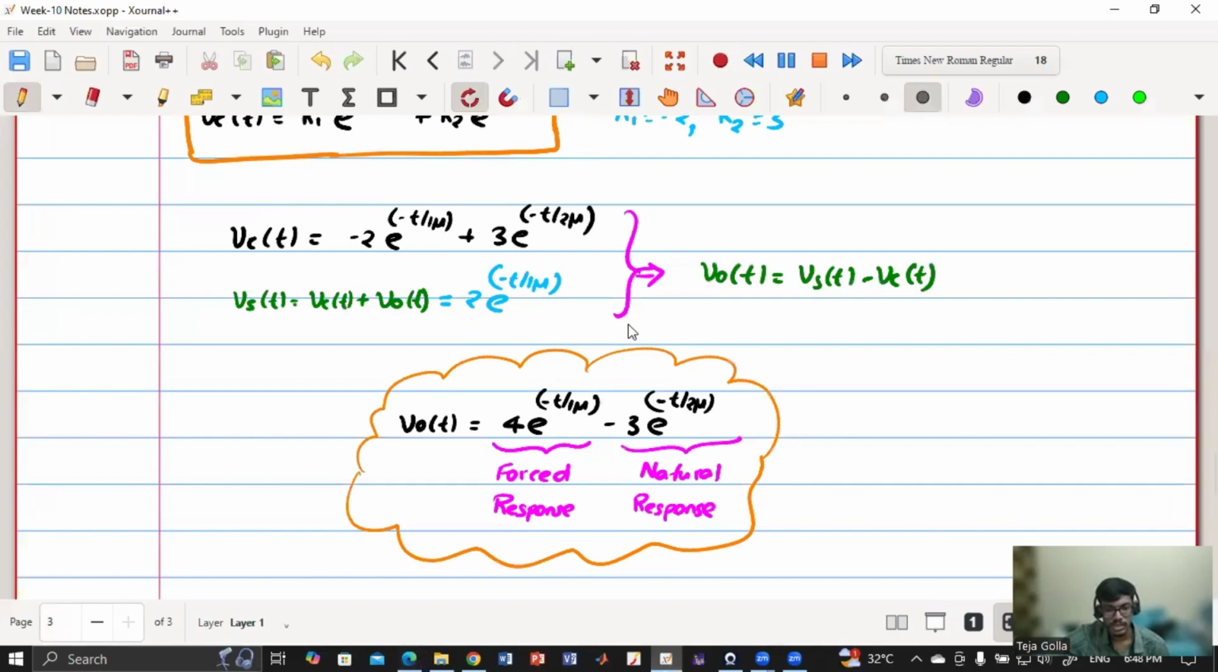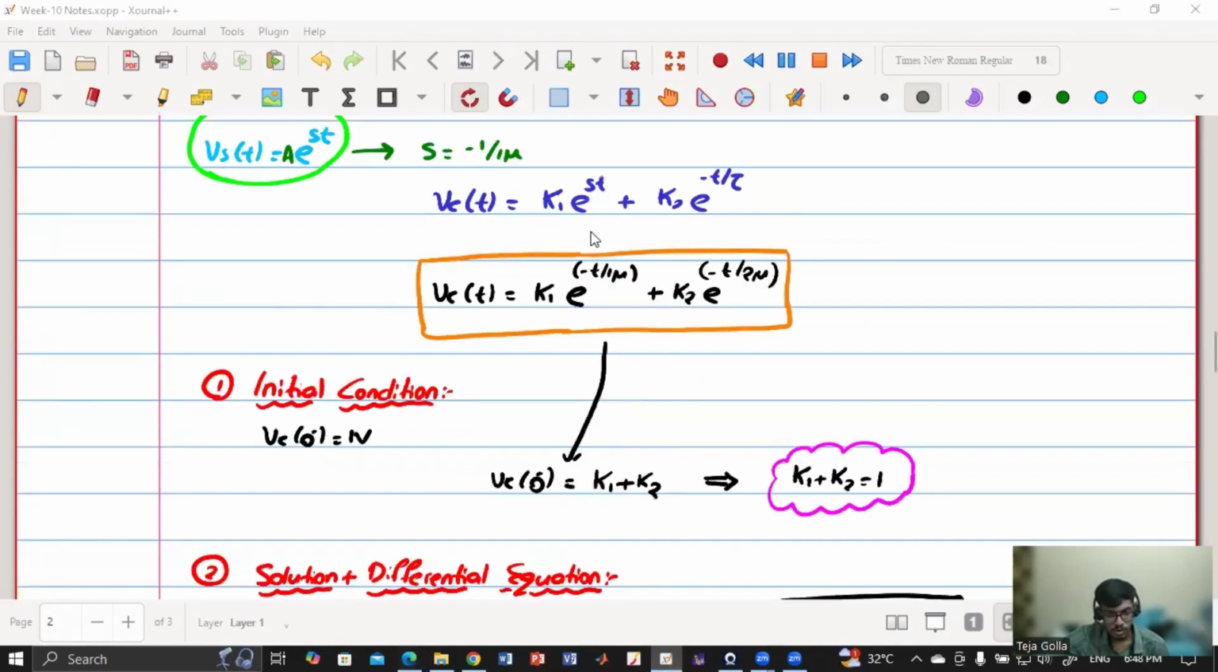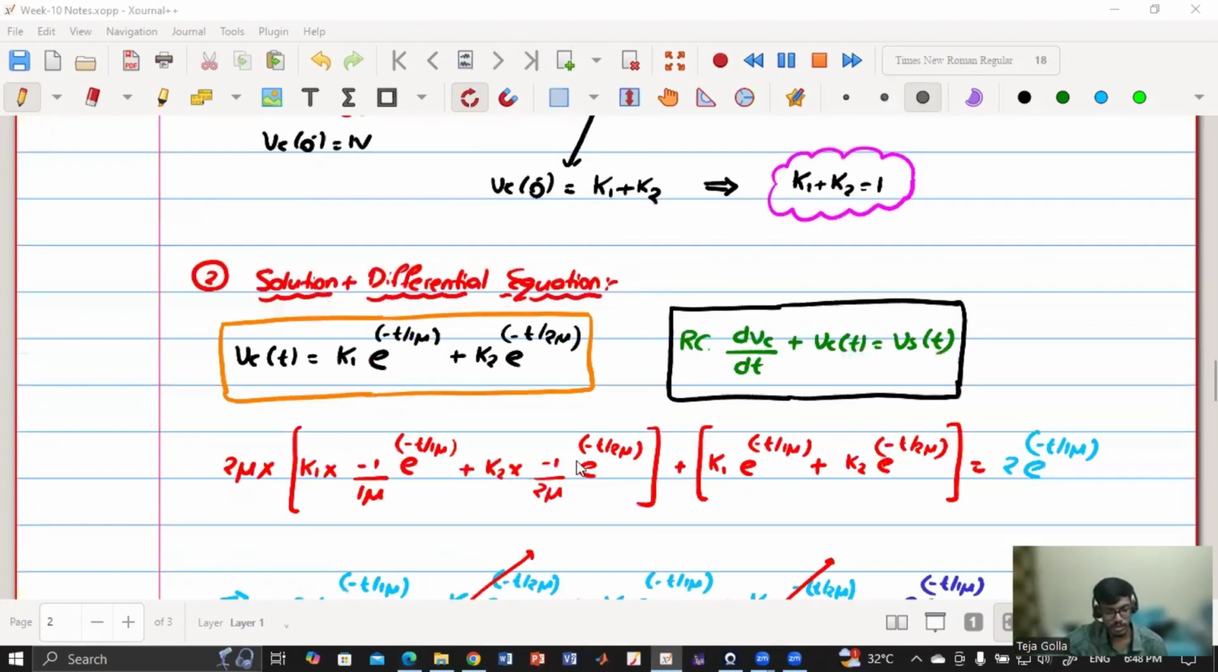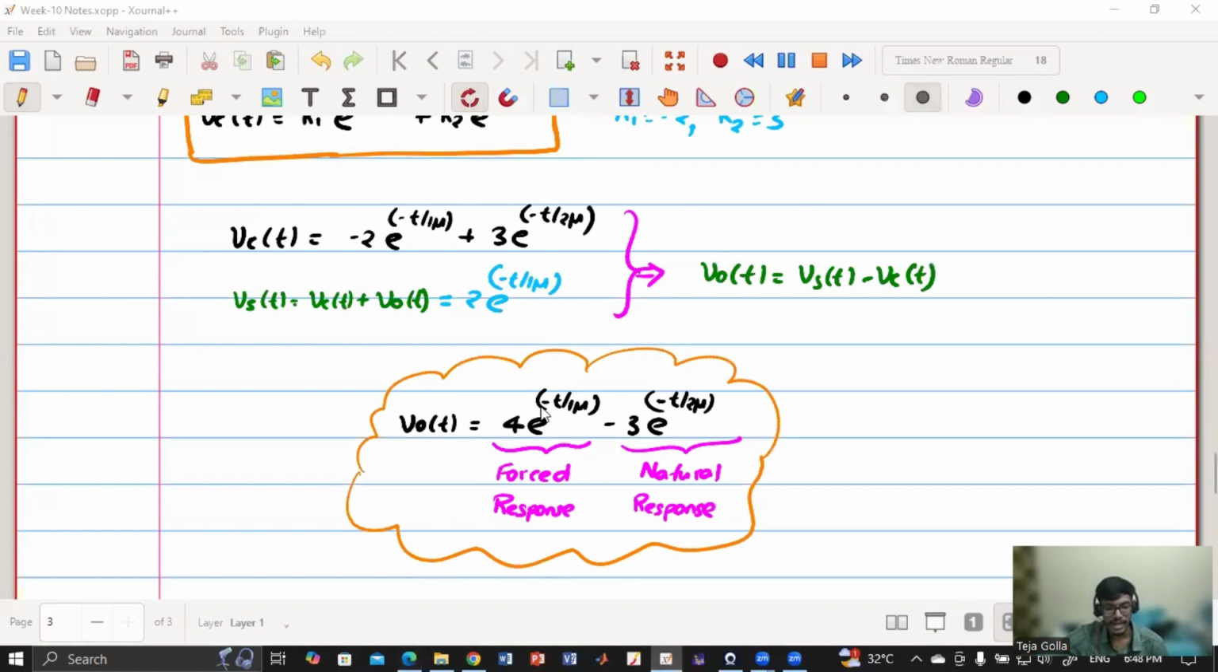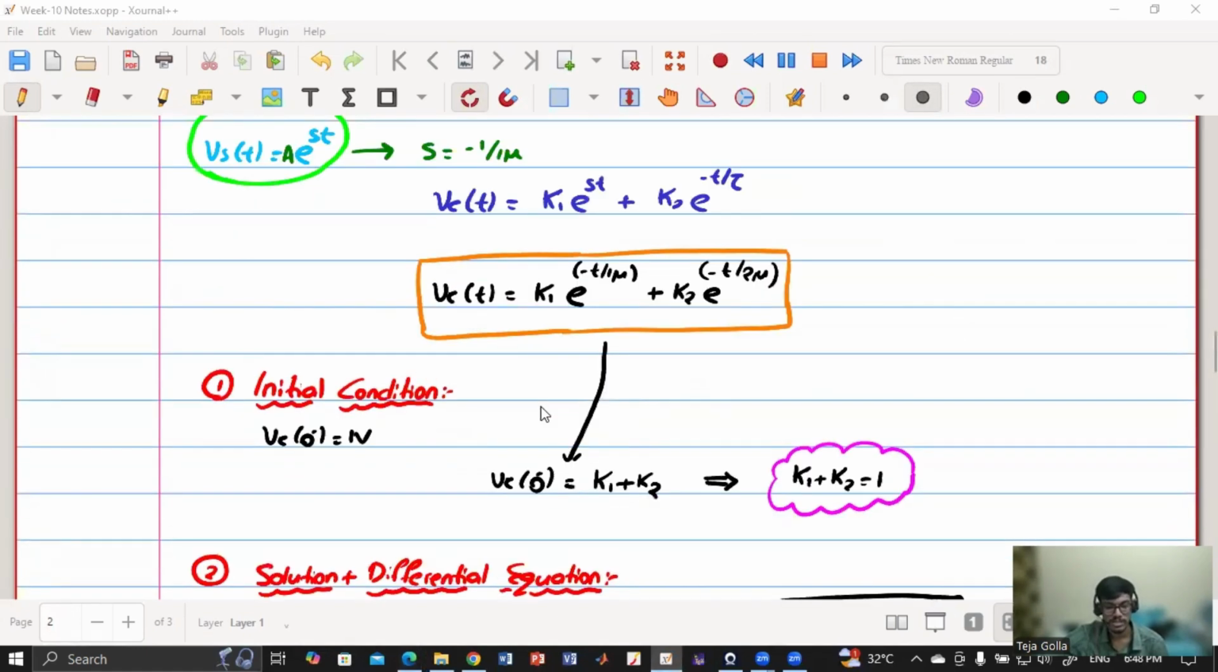Yes. See, basically, the output equation also will be in terms of this. So the output equation V naught of t will be some scaled factor of e to the power minus t by 1 micro plus some scaled version of e to the power minus t by 2 micro. Which is what exactly we are getting. But again, it has two equations that we have to have, right?